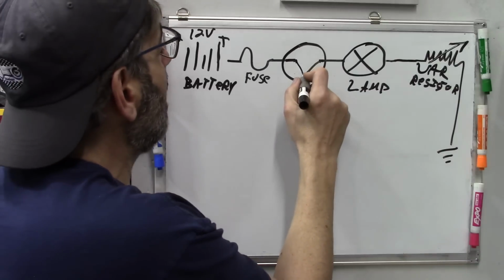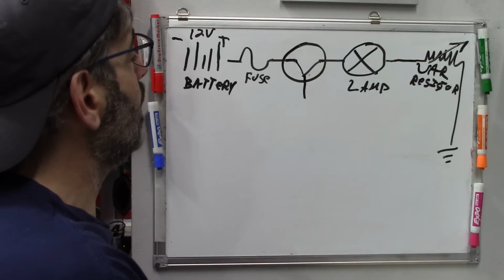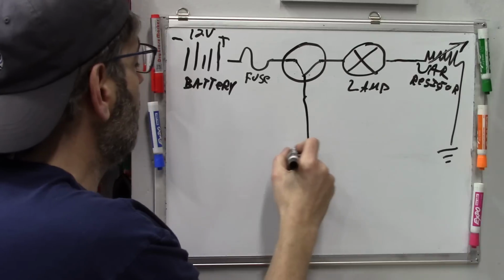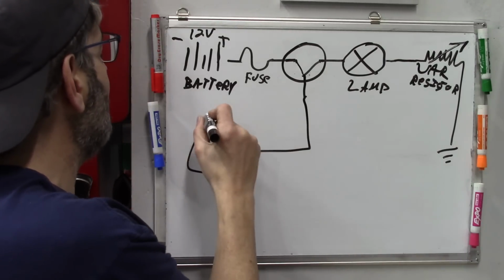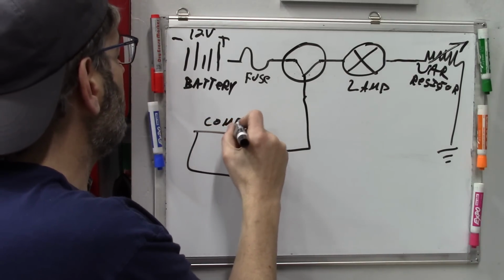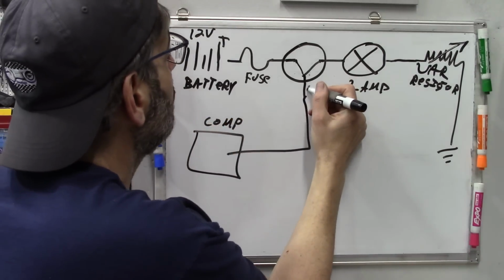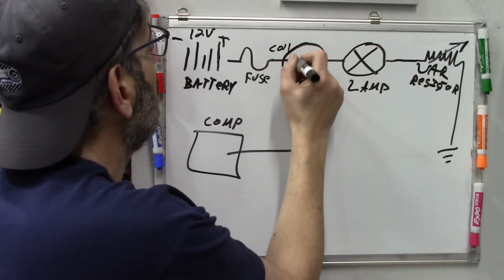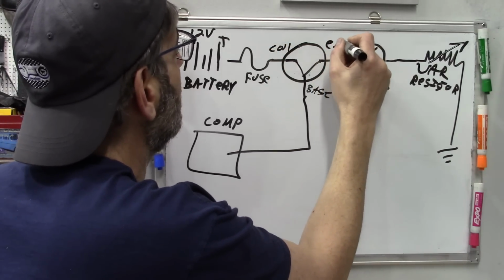Usually looks something like that. Now, the transistor has 3 parts. The transistor, I usually think of it like a push-button switch. So this is going to have to go to some kind of thing like a computer that's going to control this. So we're going to have a base, a collector, and an emitter.